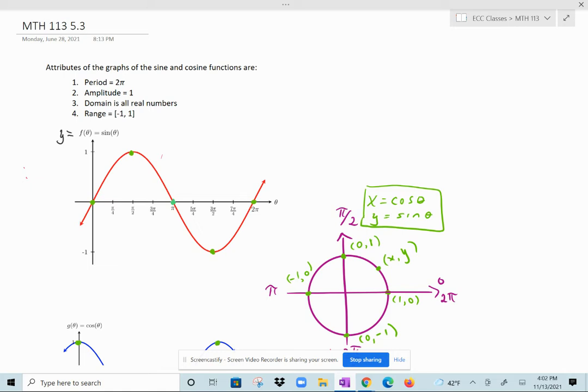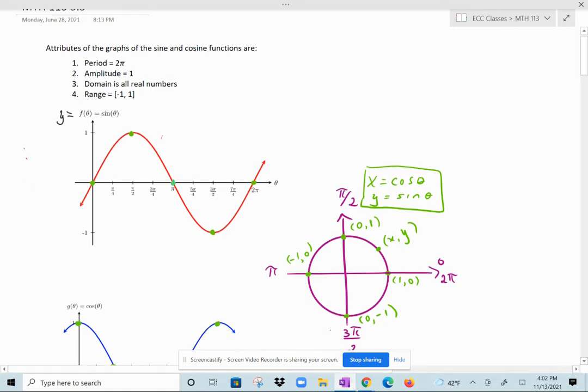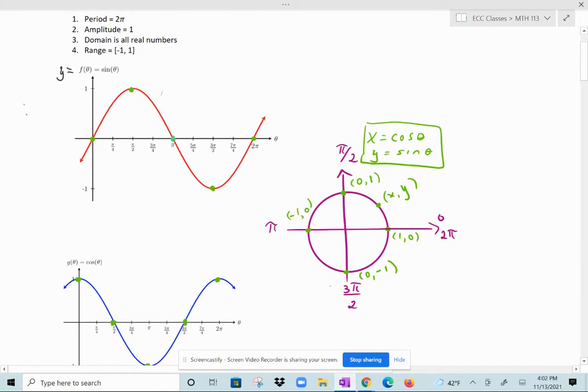like a wave. The sine function is the one that you see here in red. The cosine function is the one below in blue. The amplitude is equal to 1 for both sine and cosine. The domain for both functions is all real numbers. And typically, our domain will be stated in radians. Our angles will be stated in radians.